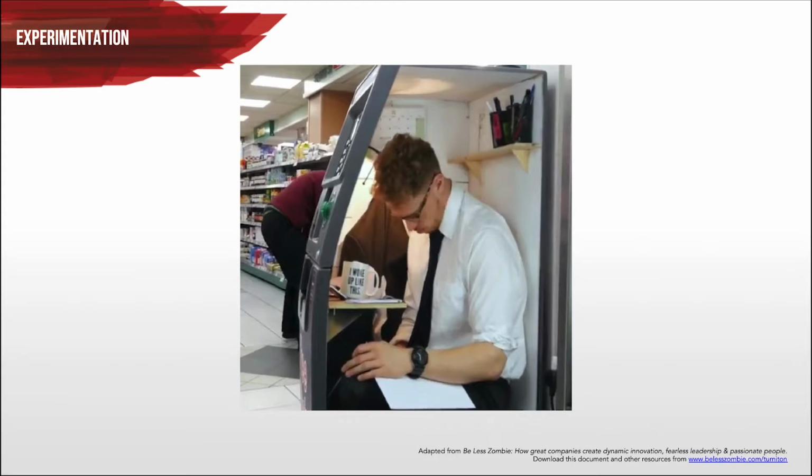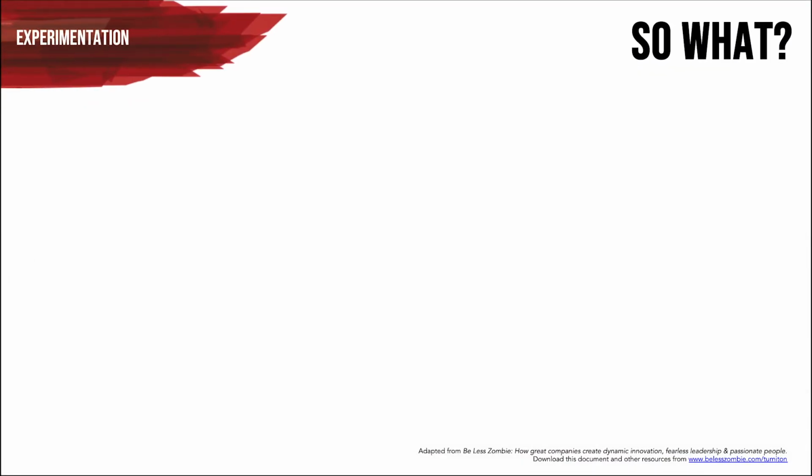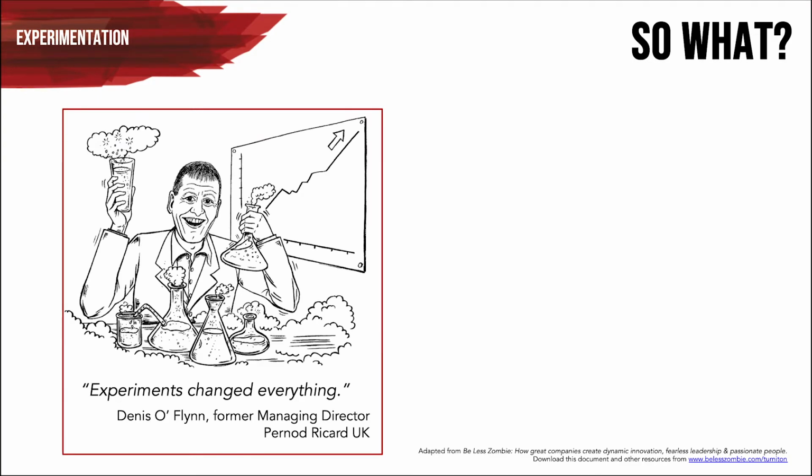One of the things that I find when I'm working with organizations is that when you introduce a culture of experimentation, or even just some tools to start playing with, some quite profound things start to happen. Here's Dennis O'Flynn, who features in the book Be Less Zombie. There's a case study in there for Pernod Ricard UK. Pernod Ricard, if you don't know, is a large global drinks company. And they introduced experimentation right across the organisation, and they experienced some really profound changes, I would say, in almost every part of their business as a result of the experiments that they started to run.